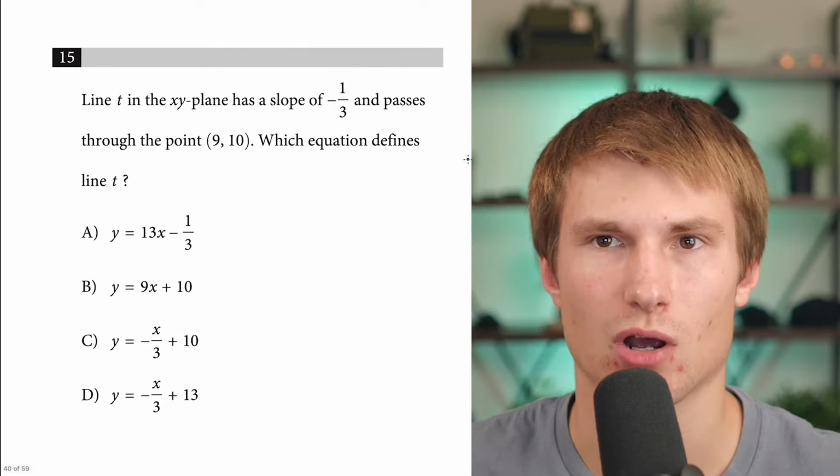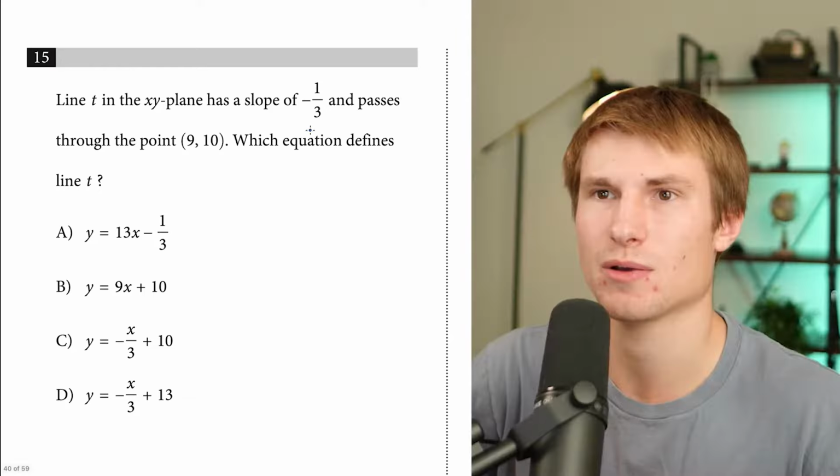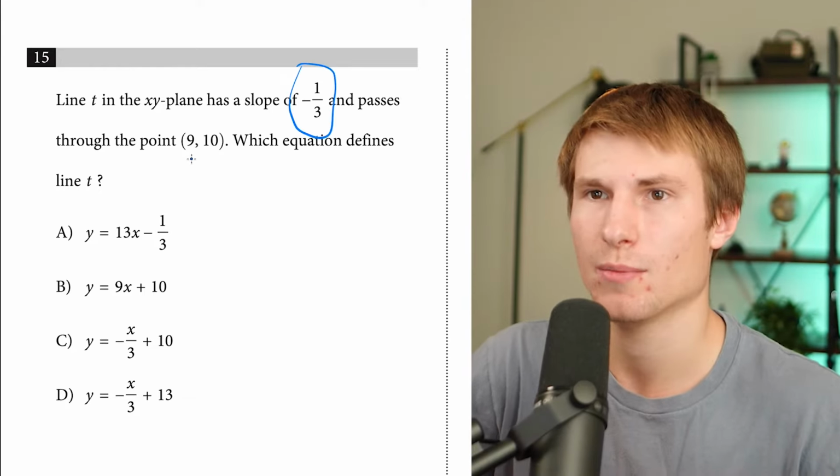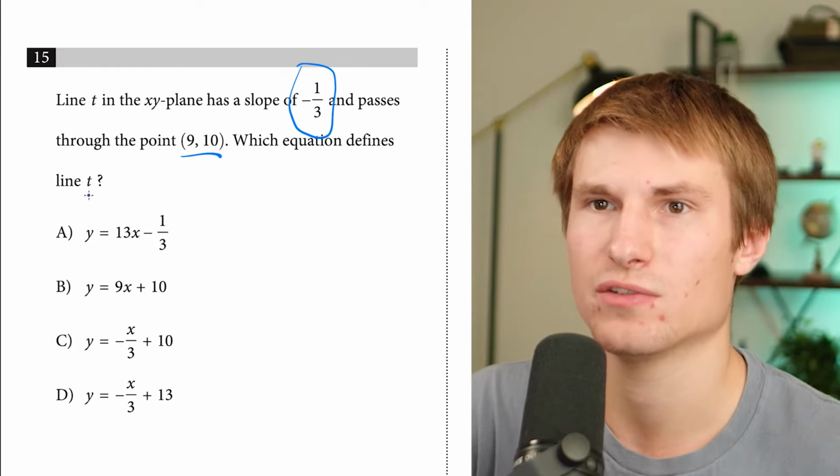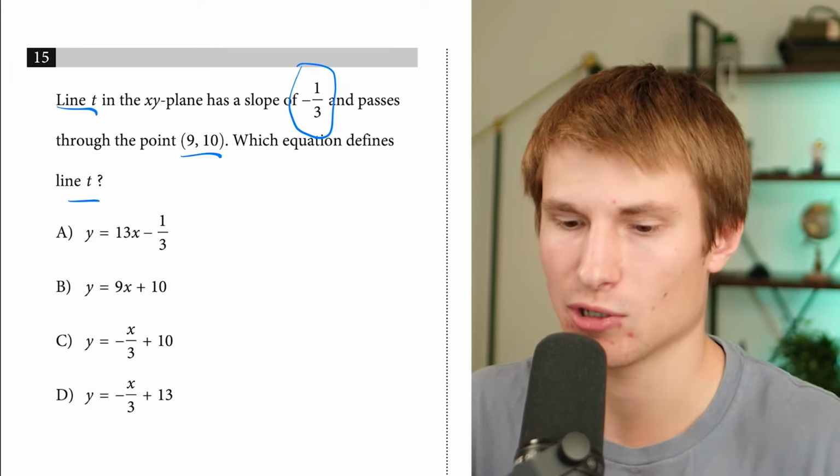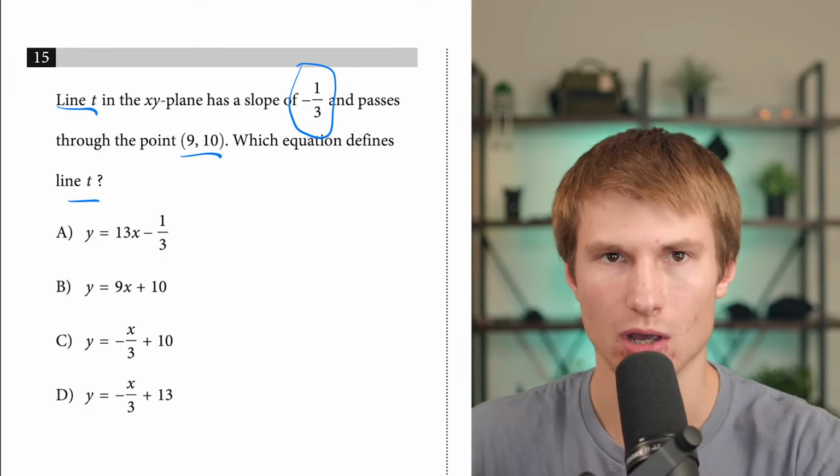That means let's go on to question 15. We got line T in the xy-plane has a slope of -1/3 and passes through the point (9, 10). Which equation defines line T? As we can see, we only have one line, and that's line T in this question. So it should be pretty easy.